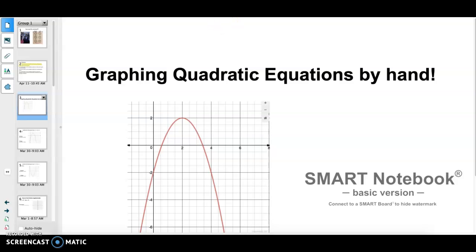Hey everyone! Today we're going to review graphing quadratic equations. So last time we kind of just looked at the graphs. Now I'm going to teach you how to graph them by hand.